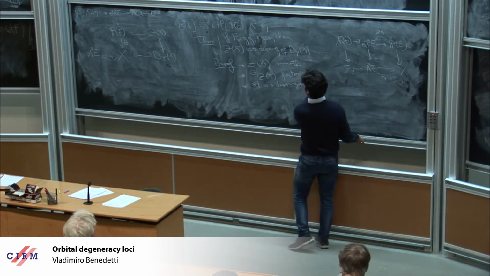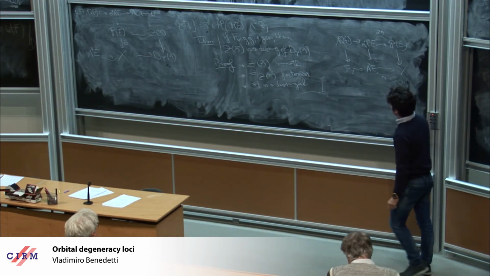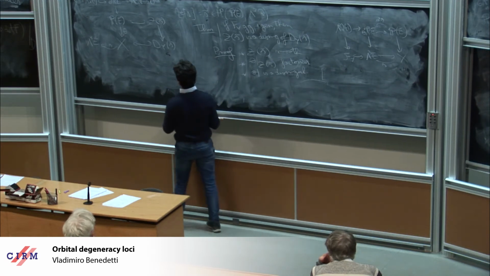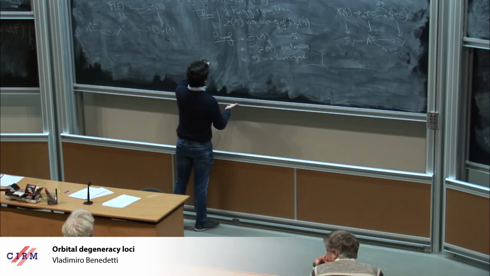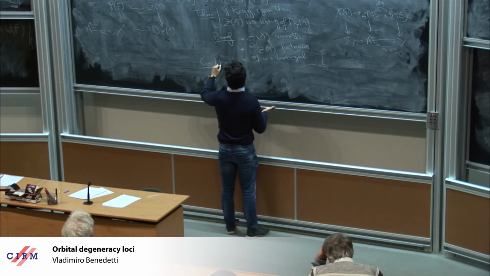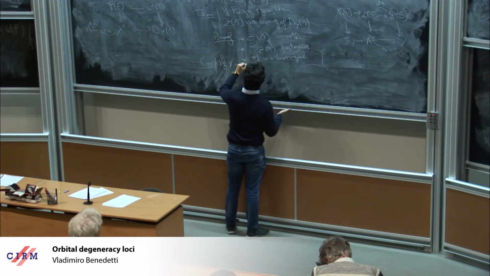Okay. So why is this desingularization interesting? Because of the following corollary. In the same hypothesis, let's assume that Y is normal.